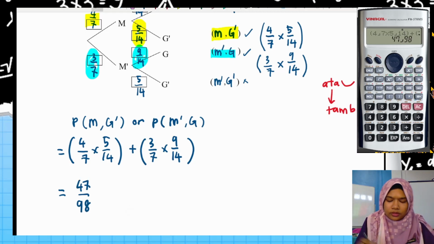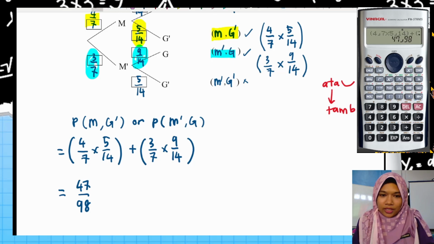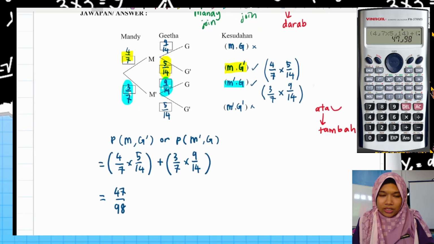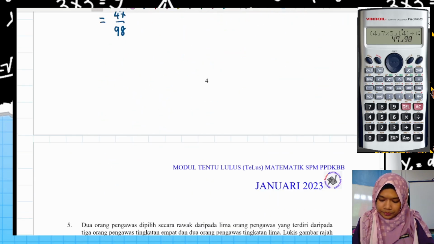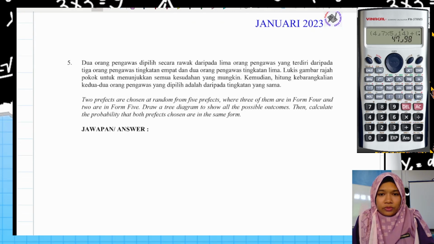47/98. Tak payahlah awak susah-susah nak simplify kat sini. Awak tekan saja calculator. Asalkan you show your workings. Okay. You get it. Sikit lagi ya. Yang ni contoh yang menggunakan multiplication, and then ada juga addition. I think this one is the last question I will discuss with you. The rest you will do by your own, and get the answer from your teacher.